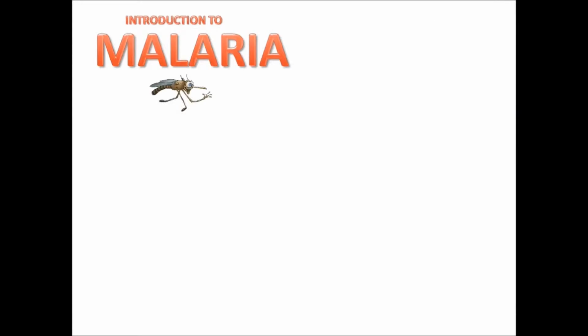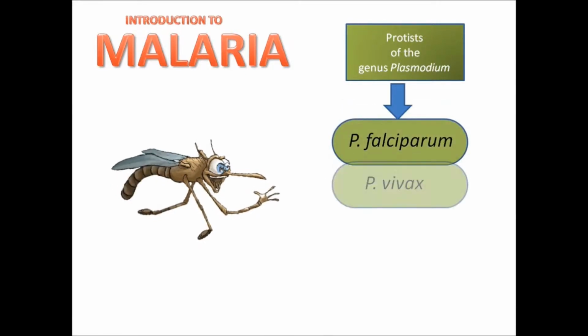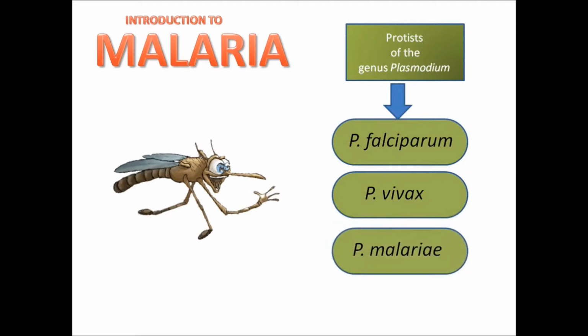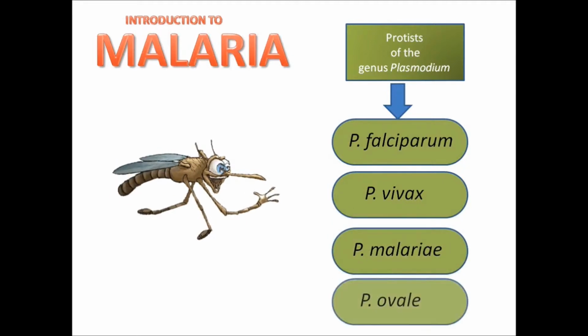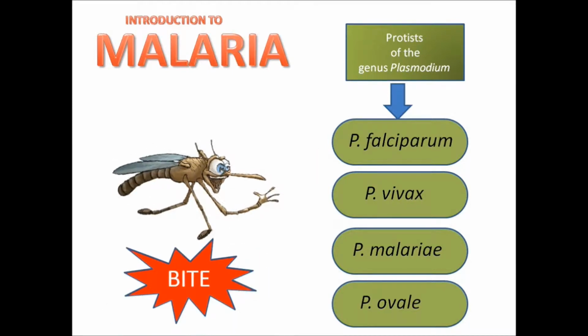Malaria. Malaria is a mosquito-borne infectious disease caused by protists of the genus Plasmodium. Four species of the protozoal genus Plasmodium that cause malaria are Plasmodium falciparum, Plasmodium vivax, Plasmodium malariae, and Plasmodium ovale. Malaria is mainly transmitted through the bite of a female Anopheles mosquito.